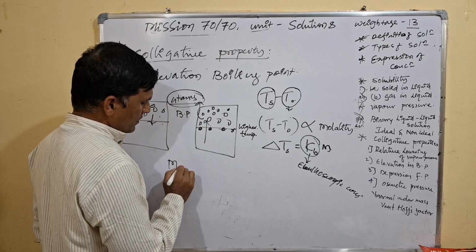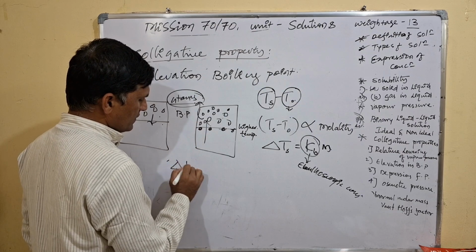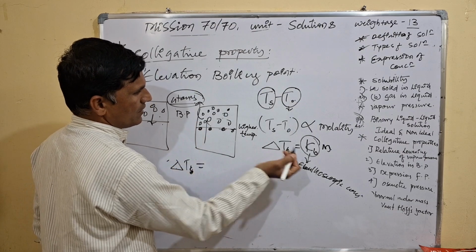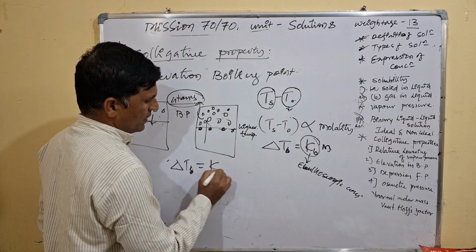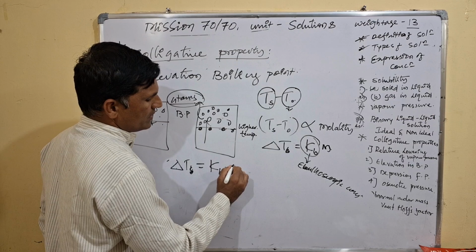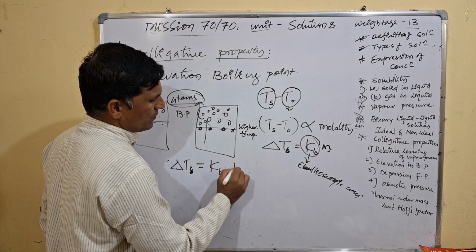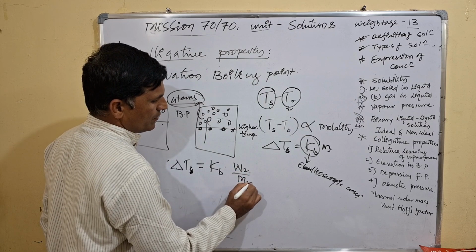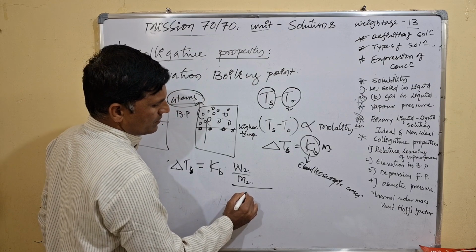How can we determine it? You write like this: delta Ts, or you can call it delta Tb, the elevation in boiling point, is equal to Kb into molality, which means the number of moles of solute. The number of moles of solute we can give like this: W2 by M2, divided by per kg of the solvent.